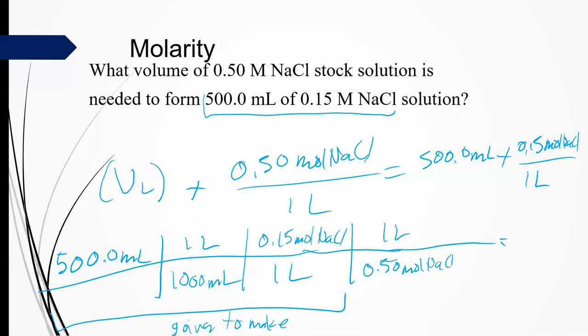And now that's going to get me, in liters, what volume I need. So you can see that my liters cancel, my milliliters cancel, my moles of NaCl cancel. And so we're going to be left with liters of solution. And when we do all that math, it ends up being 0.150.